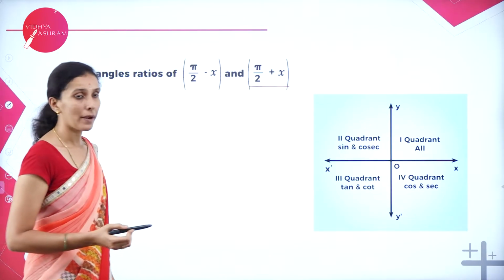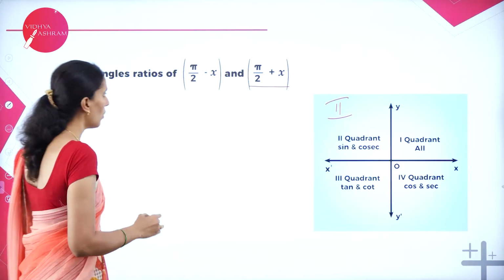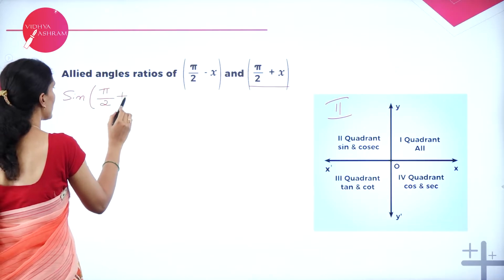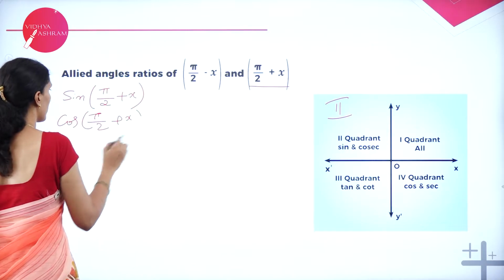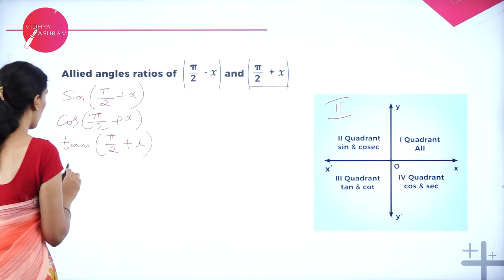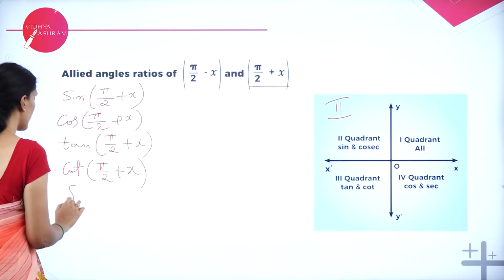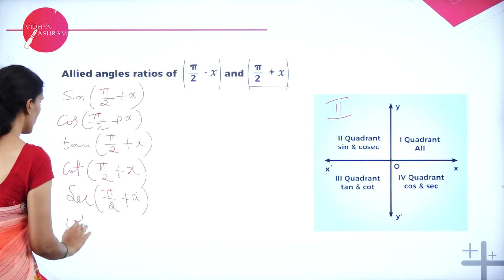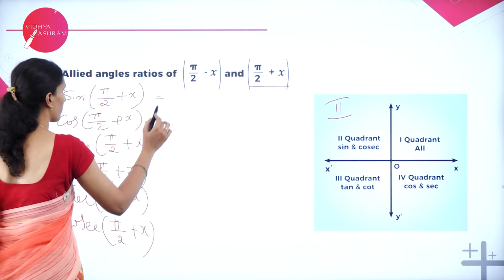What happens for pi by 2 plus x? Pi by 2 plus x means it lies in the second quadrant. So, what happens for the sine function? Sine pi by 2 plus x, cos pi by 2 plus x, tan pi by 2 plus x, cot pi by 2 plus x, secant pi by 2 plus x, cosecant pi by 2 plus x. What happens now?